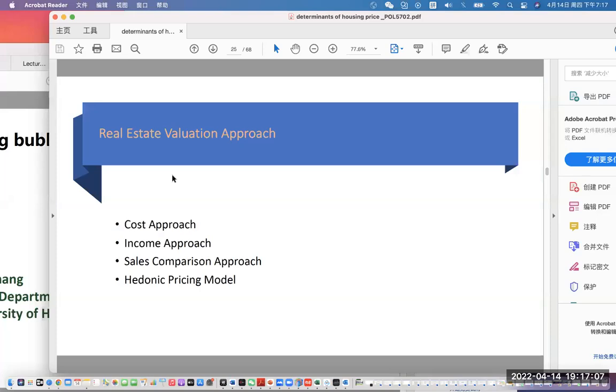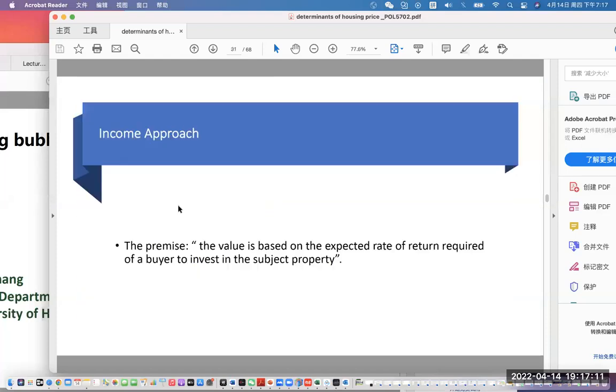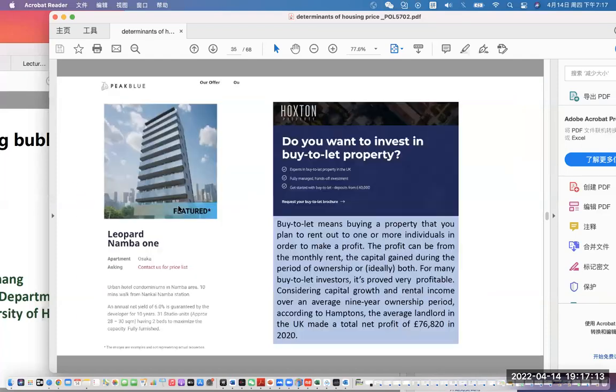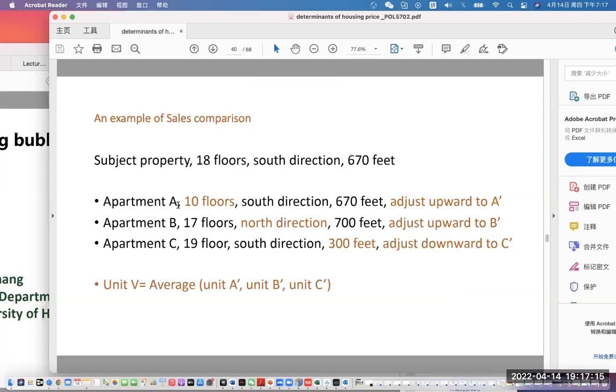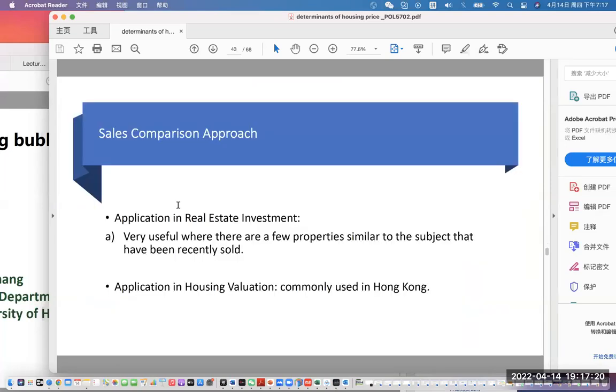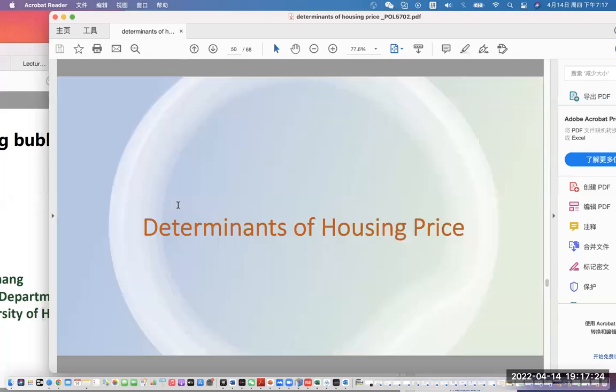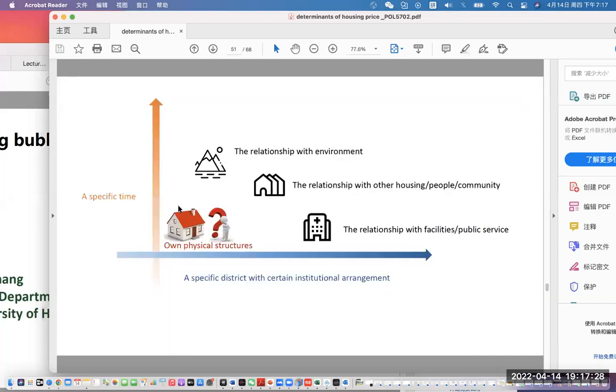These four are all very important. So I would not go into too much detail, but you should spend some time looking into the detail, okay? And how does the example work in the sales comparison? How do you look at the valuations? And how is the housing price determined, right?